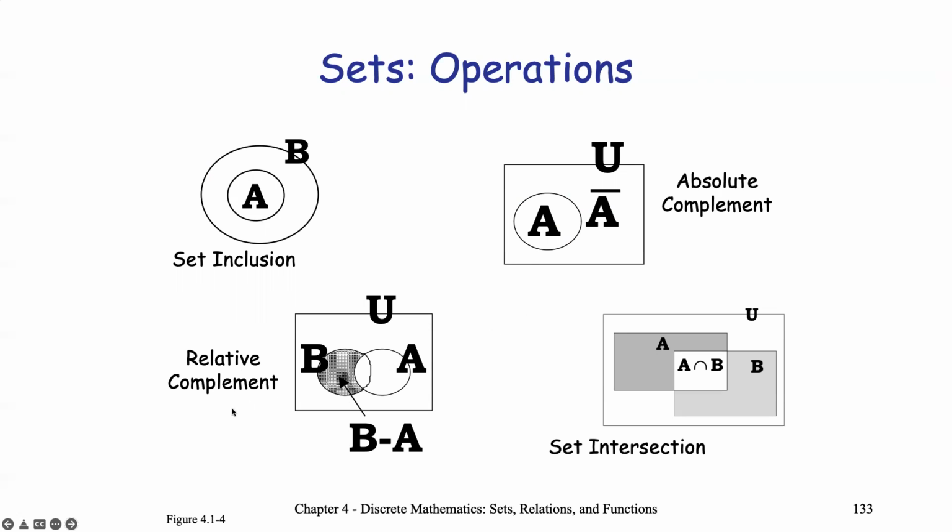You can have a relative complement. So you can have B and A, and there's a little bit of an intersection. And so here we're showing B not A, so it's B minus A, everything outside of what they have in common. And finally, we have the intersection, where it's B and A, and so we have this area here between those two.